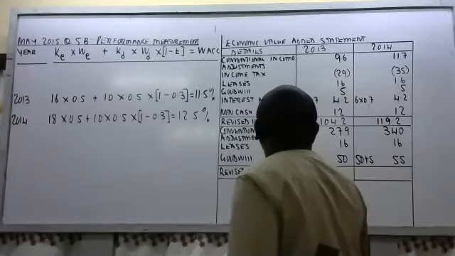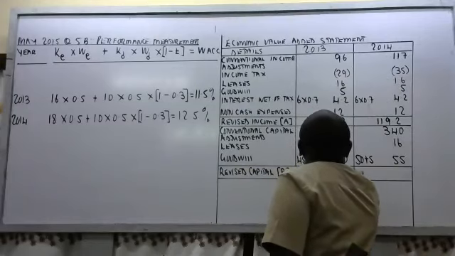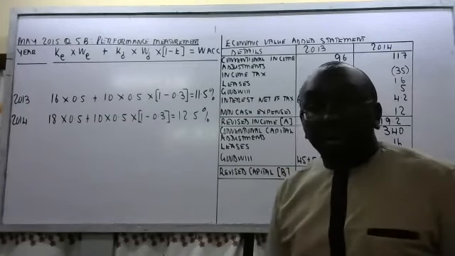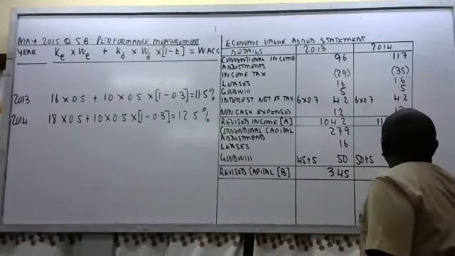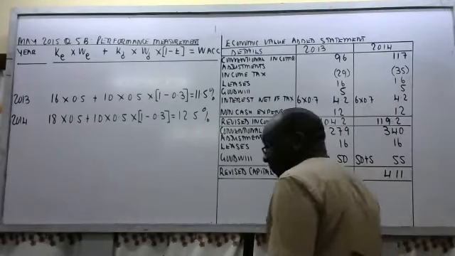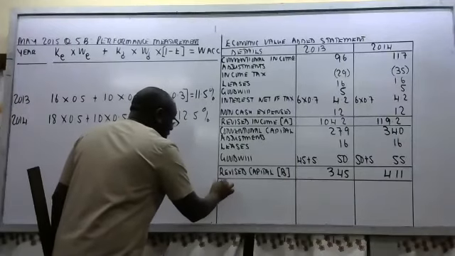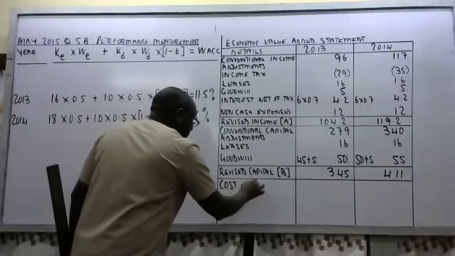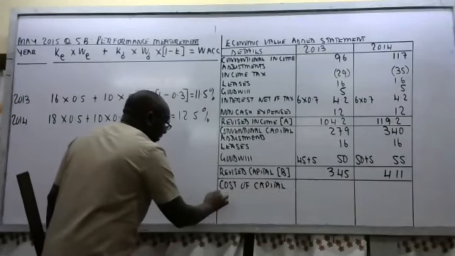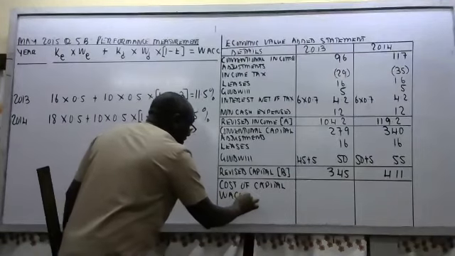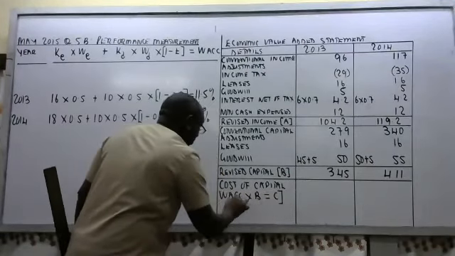Yeah, 345. And 411. Good. From there, we need to get what we call cost of capital. And cost of capital is given as WACC times B, and we can call it C.